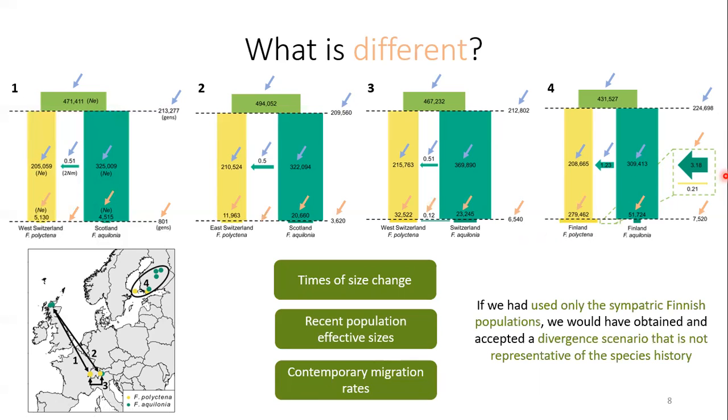And so we can see here that if we had used only the Finnish populations, which are of greater interest to us, we would have obtained and accepted a divergence scenario that is not representative of the species history.